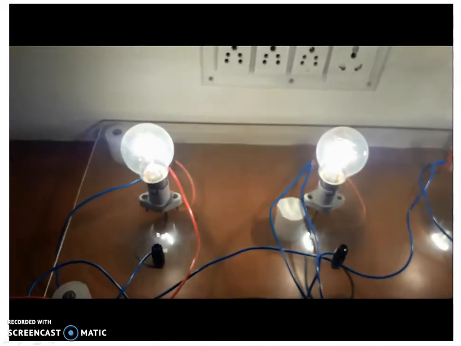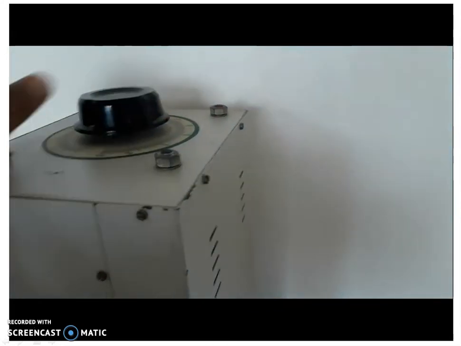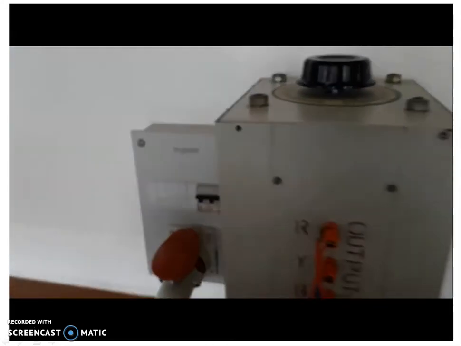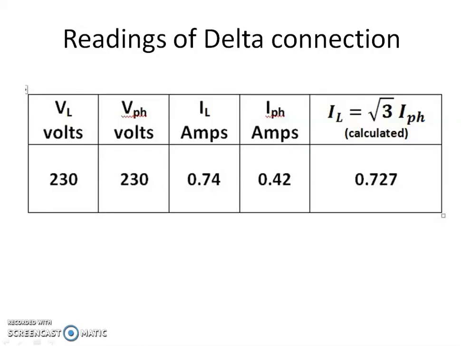Again, auto transformer is brought back to its initial zero output position. Power supply is switched off. Results are tabulated.